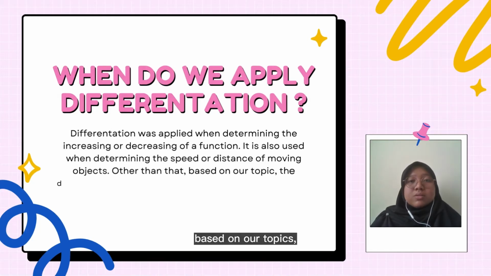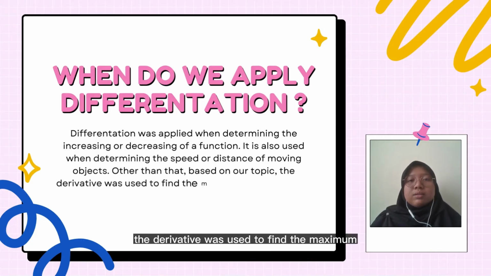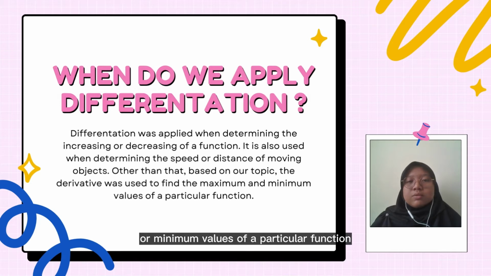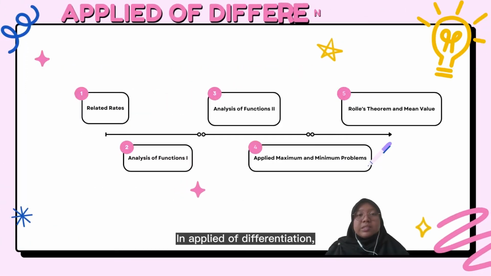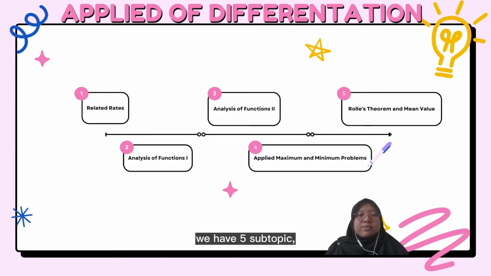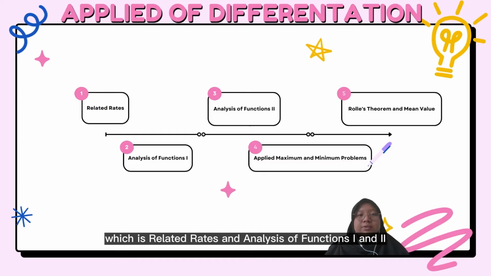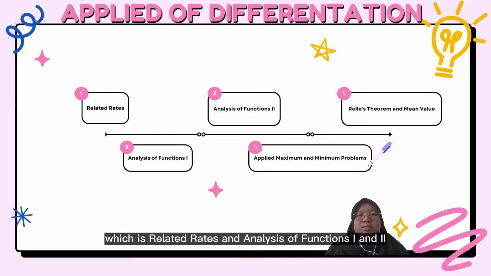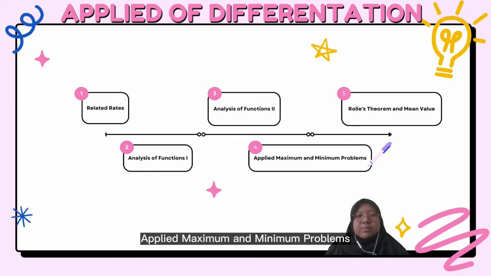Other than that, based on our topic, the derivative is used to find the maximum or minimum values of a particular function. In application of differentiation, we have 5 subtopics, which are related to analysis of functions 1 and 2, applied maximum and minimum problems, and the last one is Rolle's theorem and mean value.